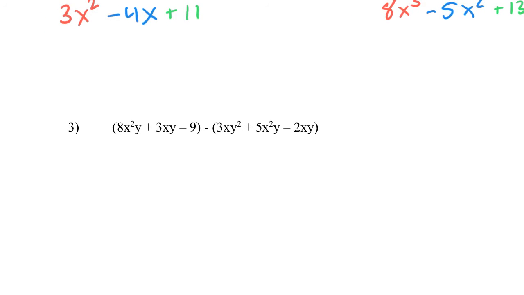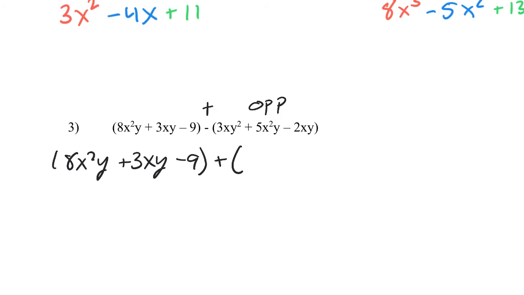All right, last problem. So the only difference here is that we have multiple variables per term, but we still want to just change this to adding the opposite. So we have 8x squared y plus 3xy minus 9 plus, take the opposite, -3xy squared minus 5x squared y plus 2xy. So take the opposite of everything.